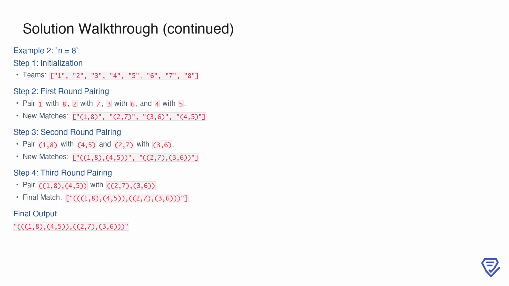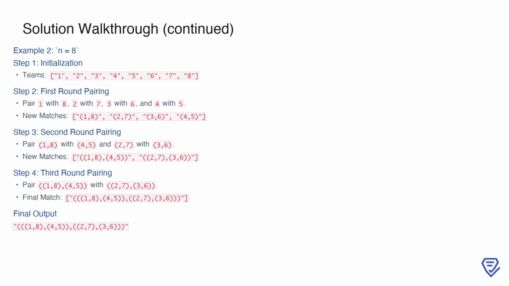Now, let's consider a larger example with n equals 8 teams. Initially, the teams are 1, 2, 3, 4, 5, 6, 7, 8. In the first round, we follow the same pairing strategy, matching 1 with 8, 2 with 7, 3 with 6, and 4 with 5. This gives us the matches 1 8, 2 7, 3 6, 4 5. In the second round, we pair the results of the first round. 1 8 is paired with 4 5, and 2 7 is paired with 3 6. This produces the new matches 1 8, 4 5, 2 7, 3 6.